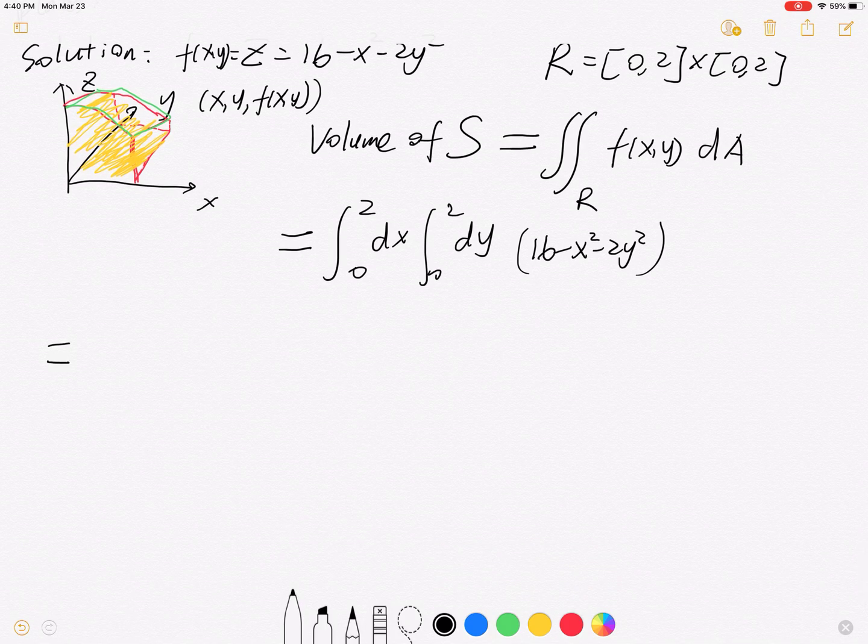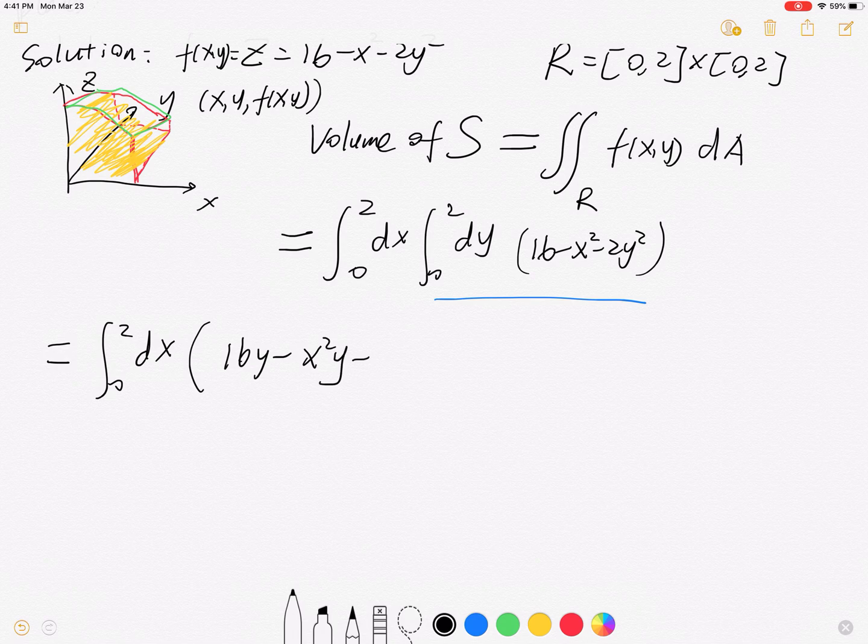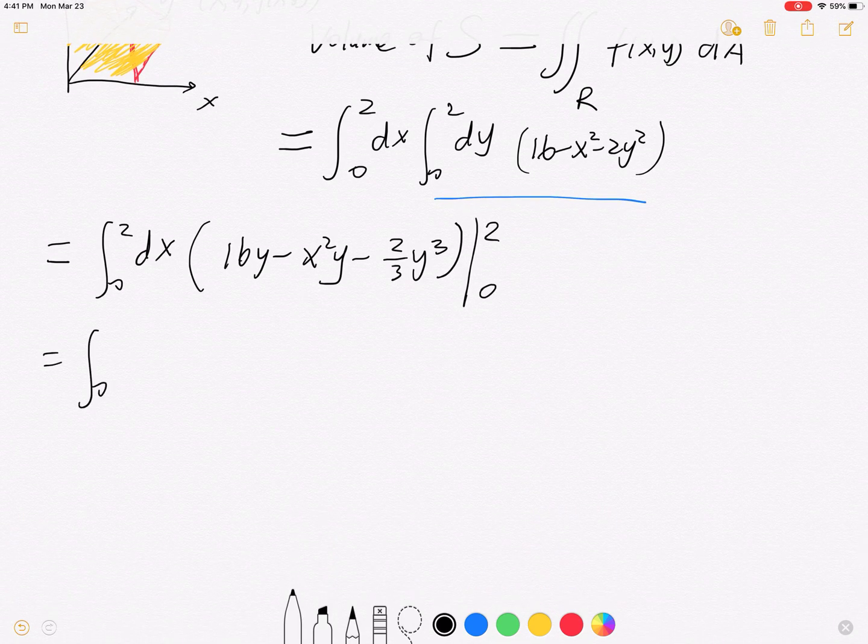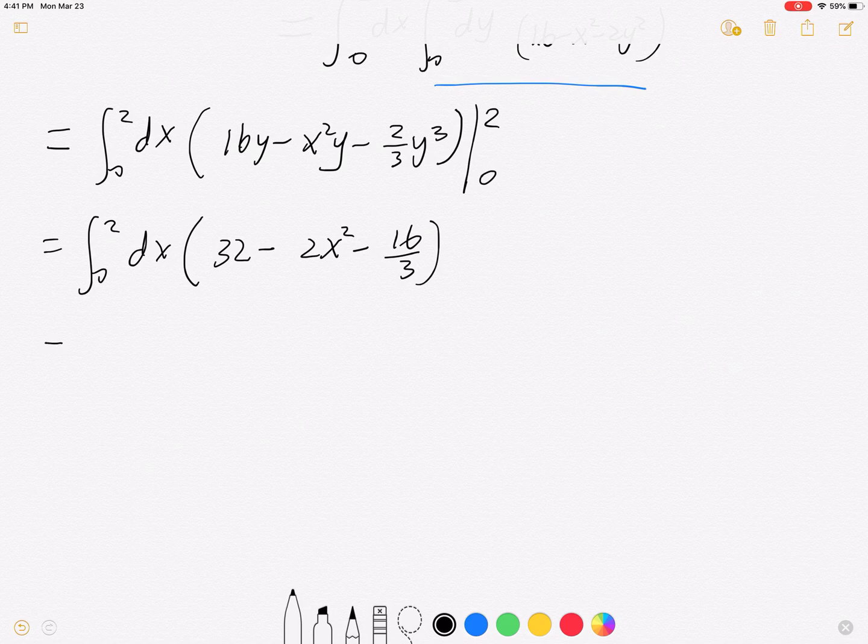Okay, now let's integrate one by one. We first do this one, then we have 16y minus x squared y minus 2/3 y cubed, evaluated at 2 and 0, and then dx: 32 minus 2x squared minus 16 over 3. When you plug in 0, you have nothing. Then you need to evaluate this one, and you can simplify a little bit.